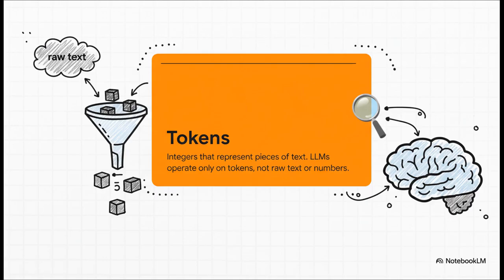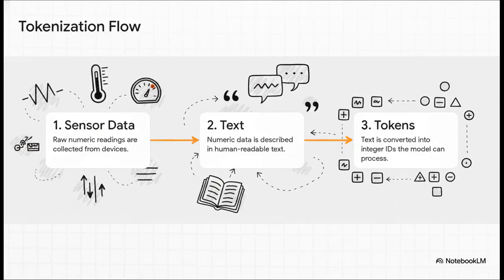An LLM doesn't really see words or numbers. Everything, and I mean everything, gets converted into these tokens, which are just integers. Think of them as the ABCs of the AI's world. They are the absolute rock-bottom building blocks of its understanding. And this workflow makes it super clear how it all happens. First up, you've got the raw sensor data, just plain old numbers. Then that gets converted into a simple sentence like, temperature is high. And finally, that sentence gets chopped up into those integer tokens that the model can actually work with.